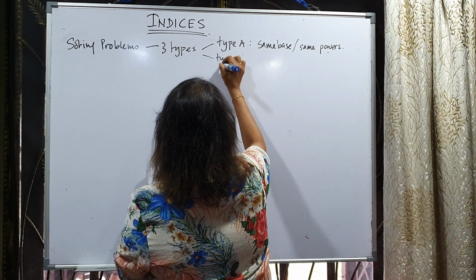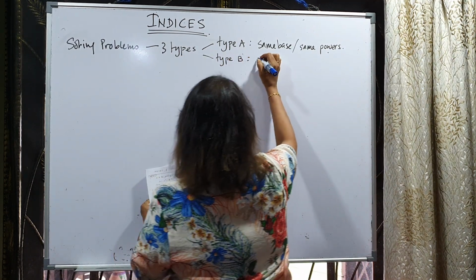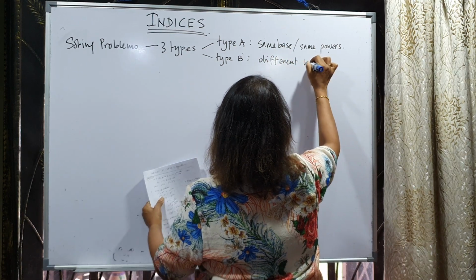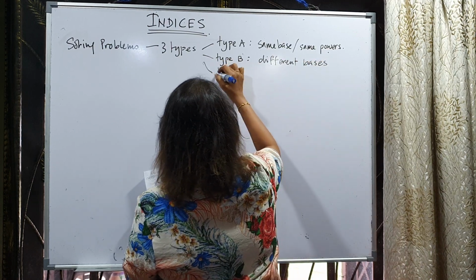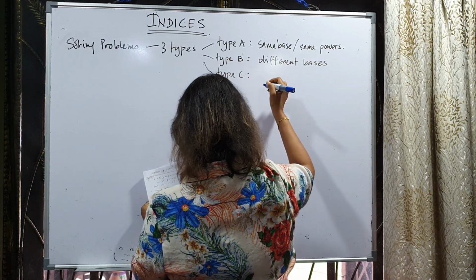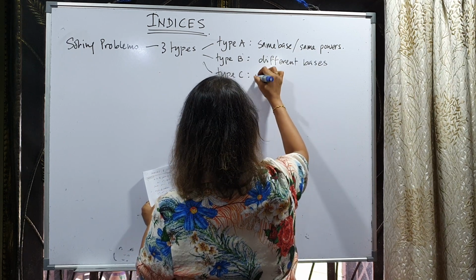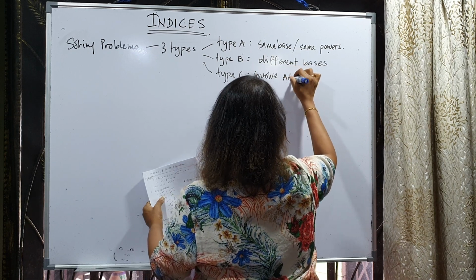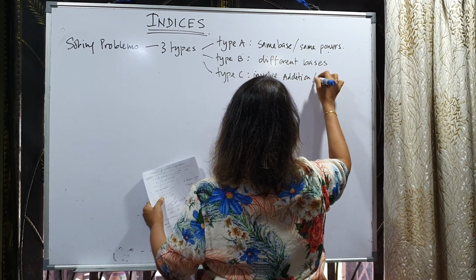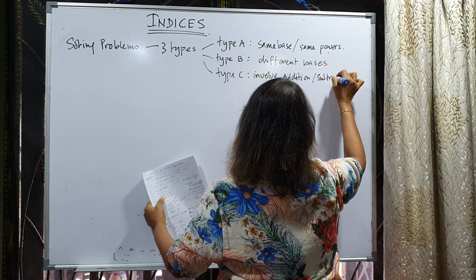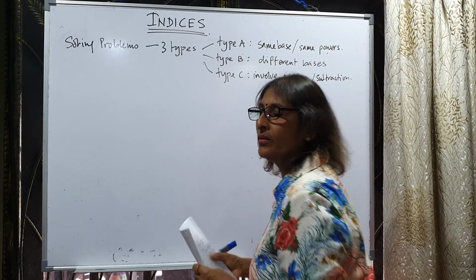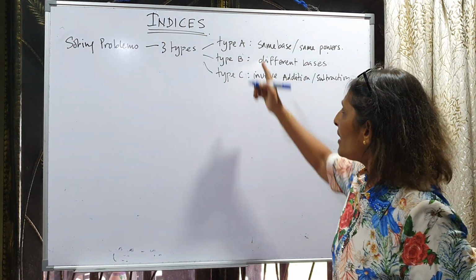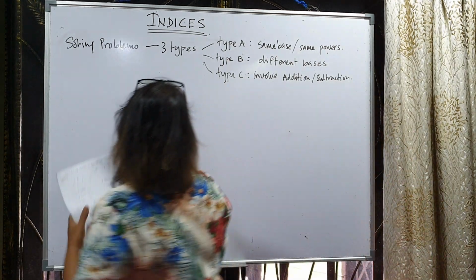Type B is when you have different bases. And type C is questions that involve addition and or subtraction. Different types of questions have different methods of doing. I will show you one by one. We start with type A.